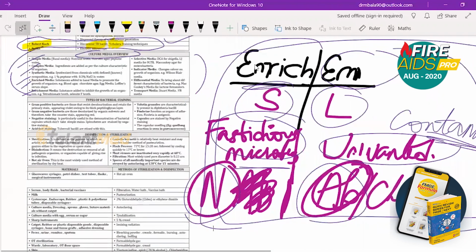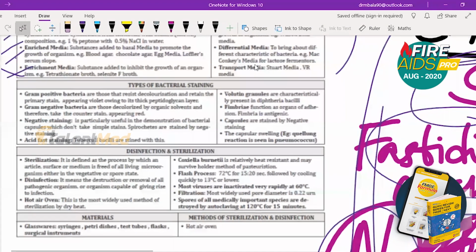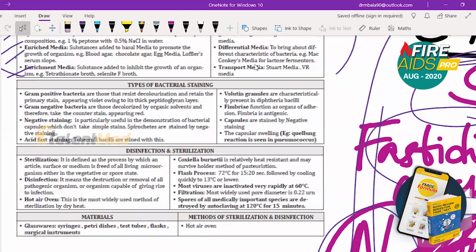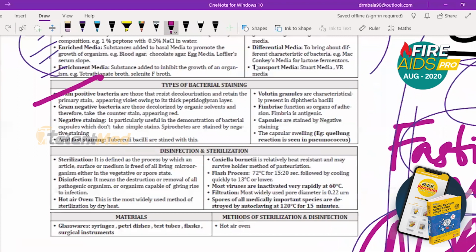Next, types of bacterial staining. If you have to look at the organism, you have to stain the organism. The staining could be gram positive, gram negative, negative staining, that is staining the background, or acid fast staining. These 4 staining methods are very essential.